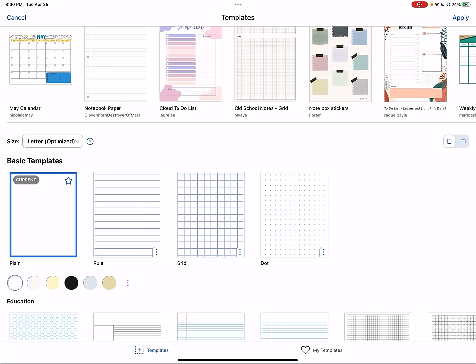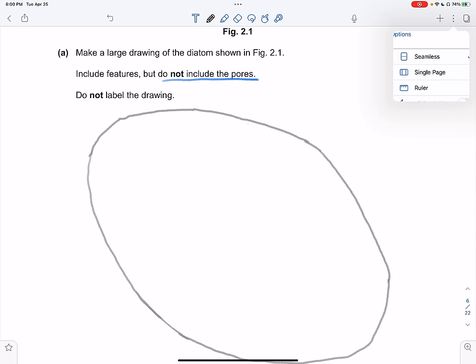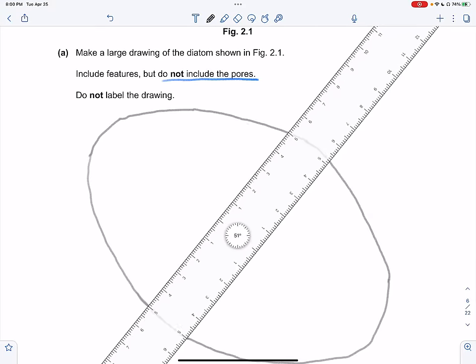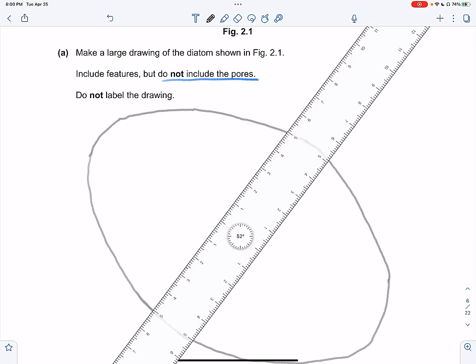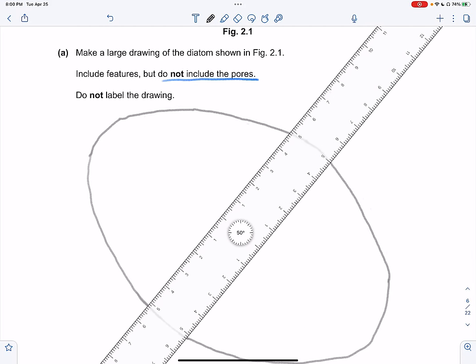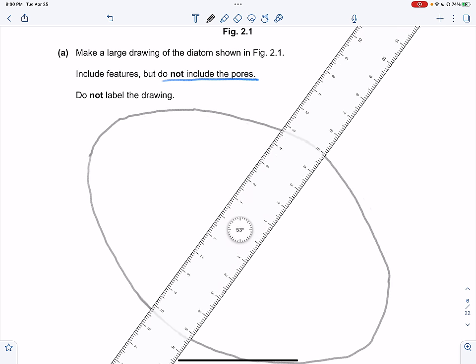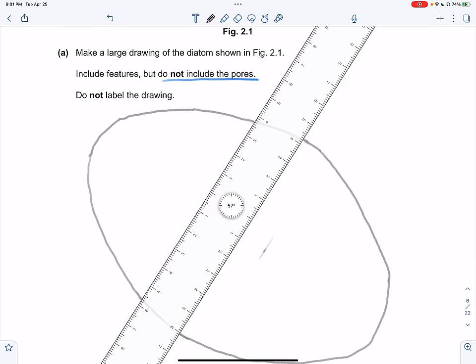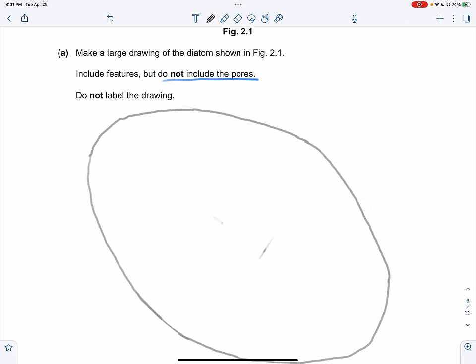Okay, I did it again, didn't I? View, ruler. Okay. All right, so let's find the center. Okay, and there is a gap.